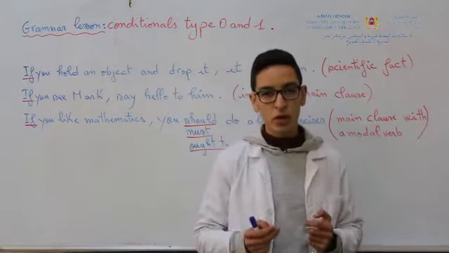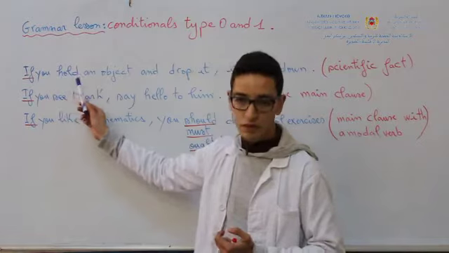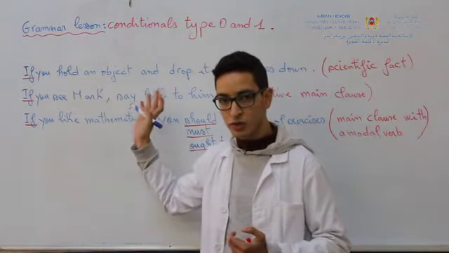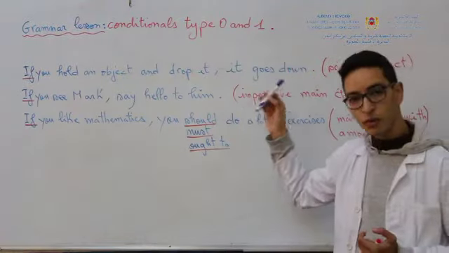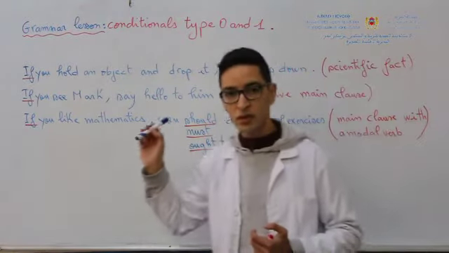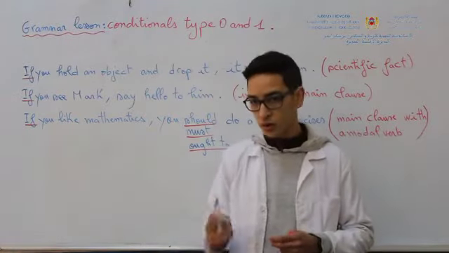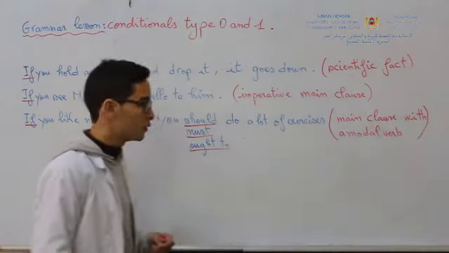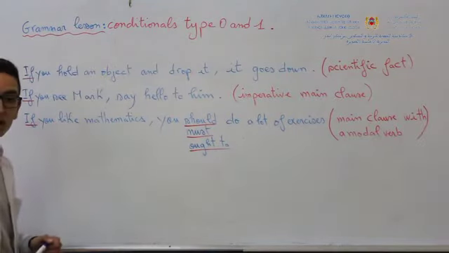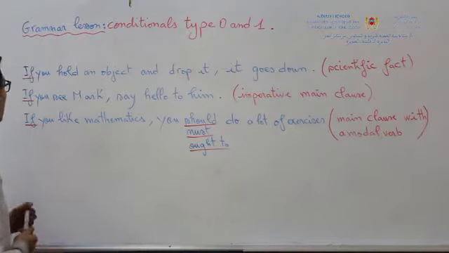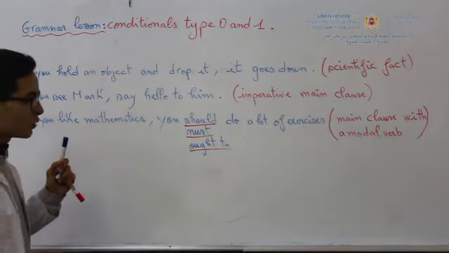So it is usually a compound sentence, meaning that we have subject verb complement in the first part, the if clause, and subject verb complement if necessary in the second part. So let's go on straightforwardly with the first example, with the conditional type 0. If you hold an object and drop it, it goes down.